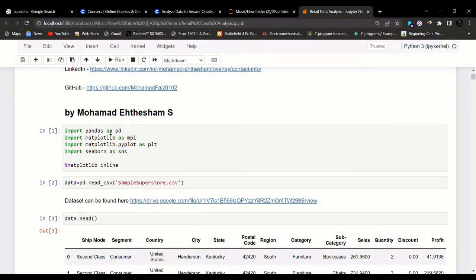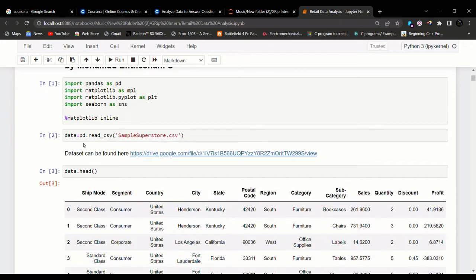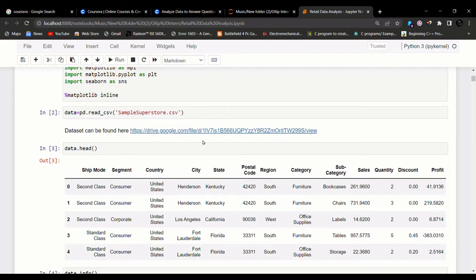Here I have imported pandas as pd, matplotlib as mpl, matplotlib.pyplot as plt, and seaborn as sns, and also used the command %matplotlib inline, which automatically shows the plots. And I have read the CSV file, SampleSuperstore.csv, and given it the name data. Here you can find the data.